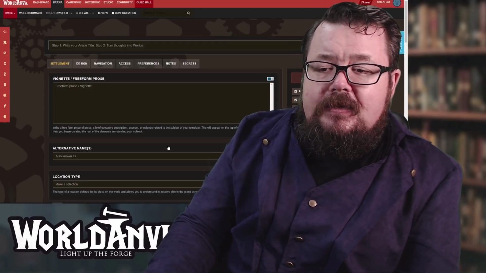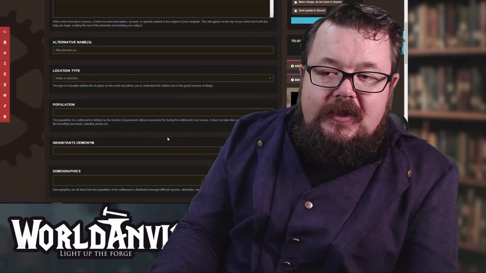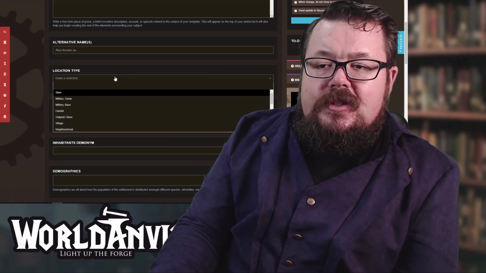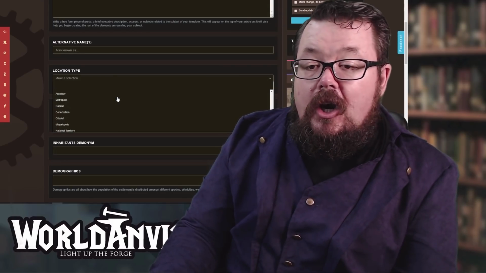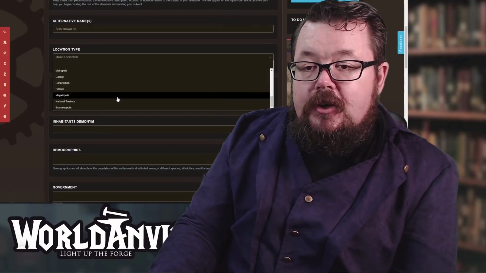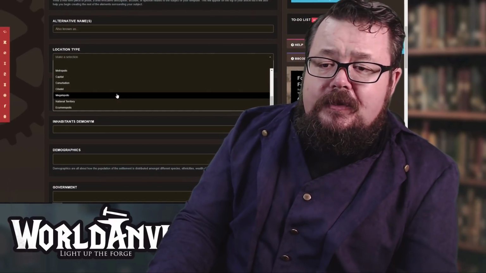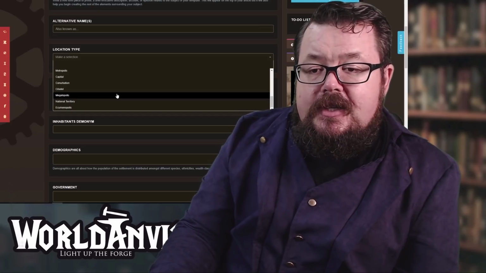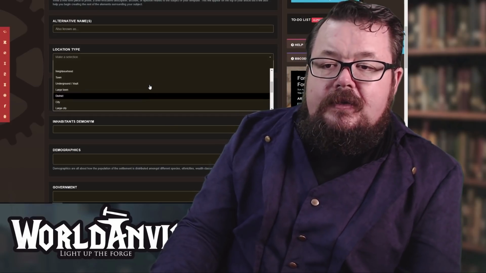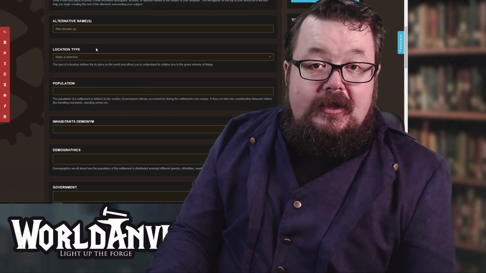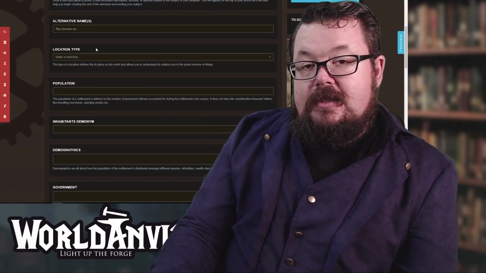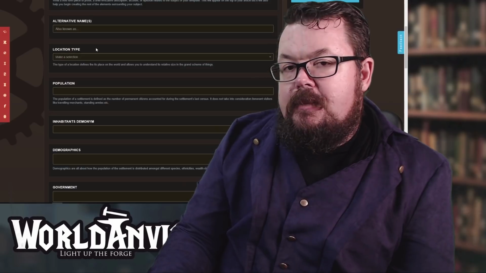Well, of course, World Anvil's templates have got all sorts of wonderful things for you to add in, such as the location type. Is it a slum, a military camp, an outpost, an arcology? Is it a metropolis? Is it a conurbation? What a wonderful word. Is it a national territory? All sorts of fantastic words that you're going to have to go and look up the meaning of. Some of them I certainly had to myself. And that inspired me to start to create.